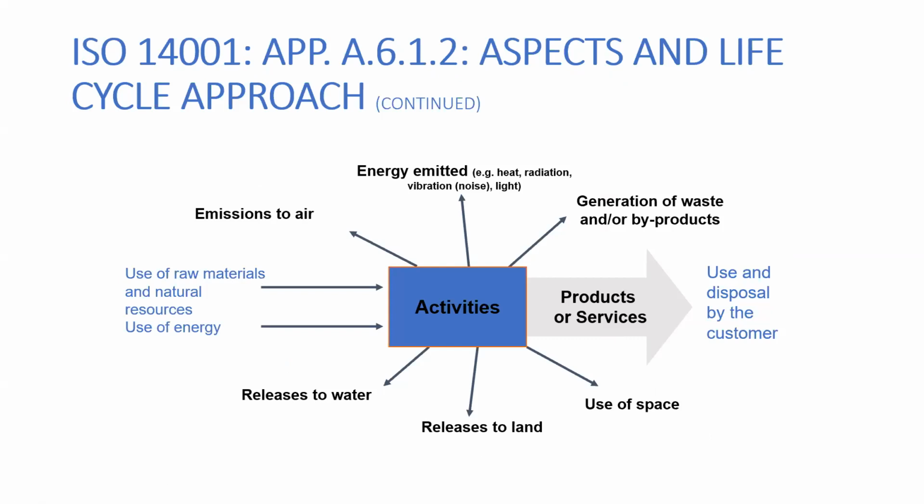Quickly, you can see how our activities are producing. For example, these are all our activities. We have some raw material, for example, in the form of natural gas. We are using the energies as well, and the output is our product or services. So during all this activity or process, we are having emission to air, energy is emitted, generation of waste, use of space, release to land, release to water, and then when it goes to the customer, they are using it and they are disposing of it.